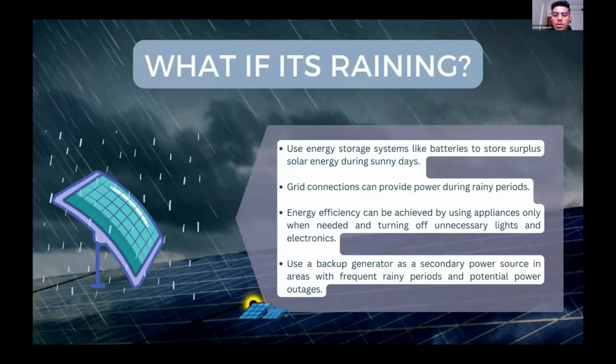So what will we do in the rainy season? When you have solar electricity, but it's raining or it's night time, you have a few options for managing your energy needs. First, you can use energy storage, or if it's grid connected, you can use grid connection, or energy efficiency, or even a backup generator.